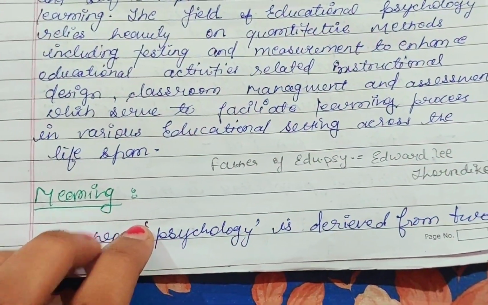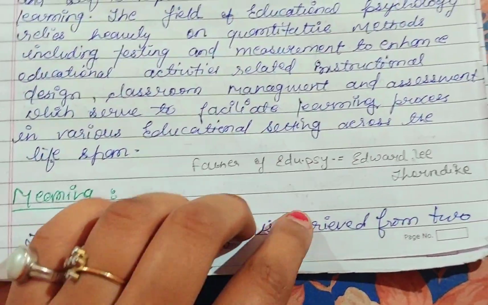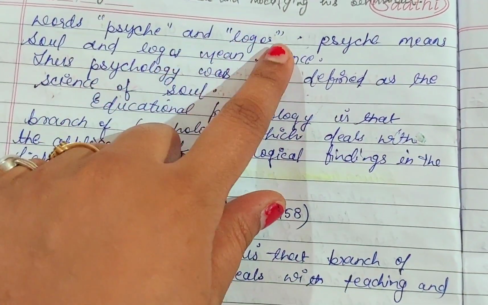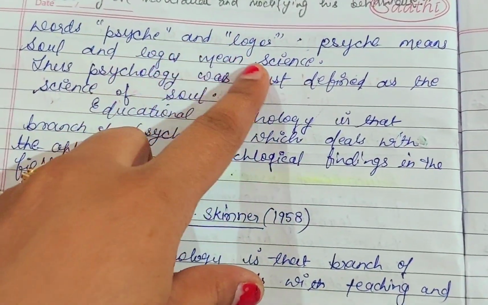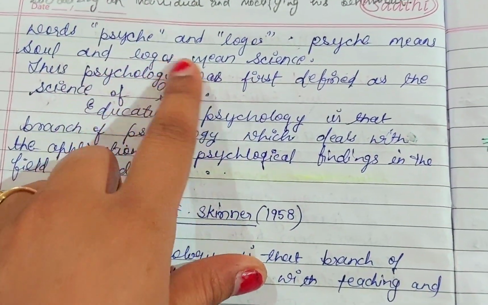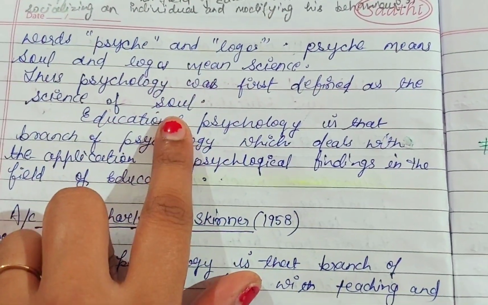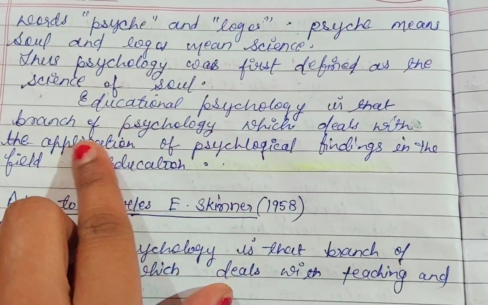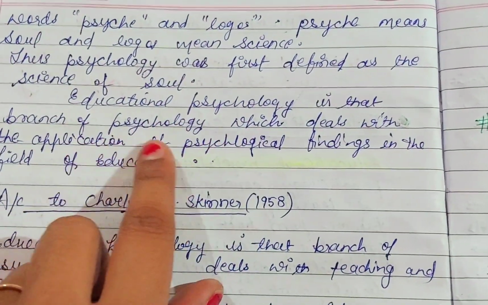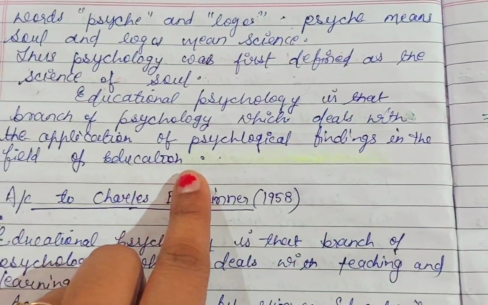What is the meaning of educational psychology? The word psychology is derived from two words, psyche and logos. Psyche means soul and logos means science. Thus, psychology was first defined as the science of the soul. Educational psychology is that branch of psychology which deals with the application of psychological findings in the field of education.